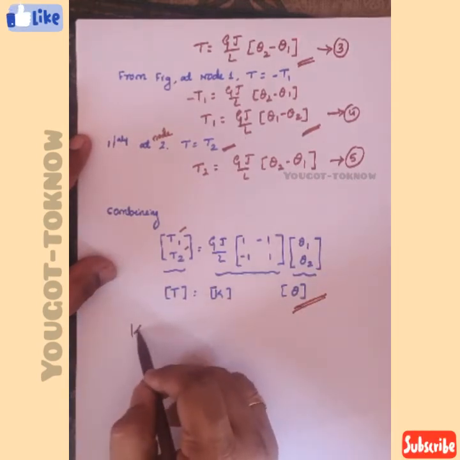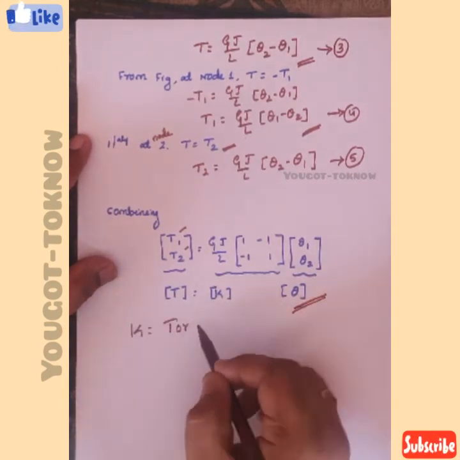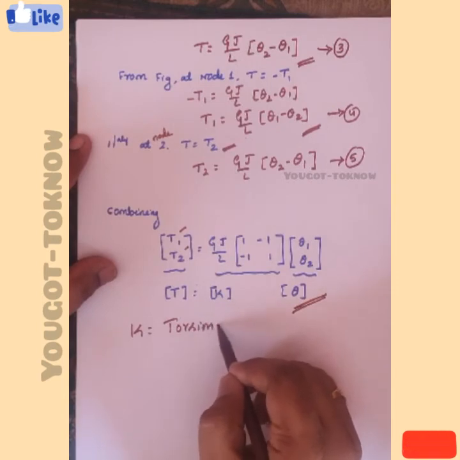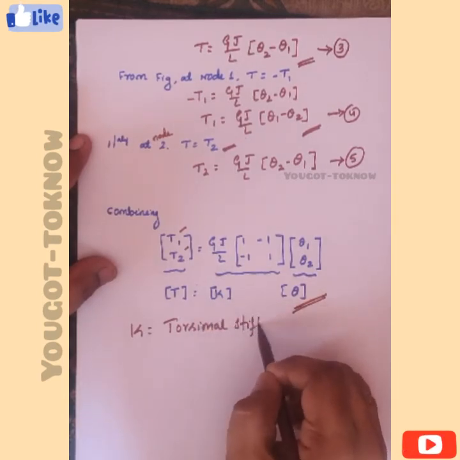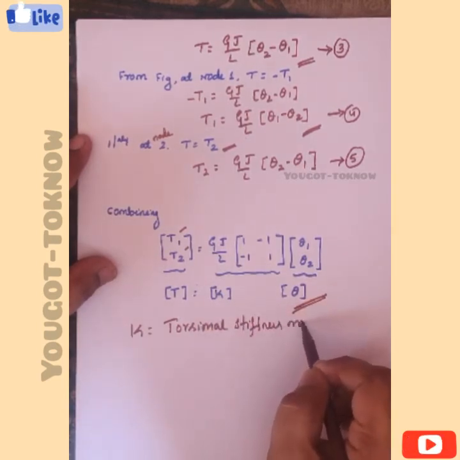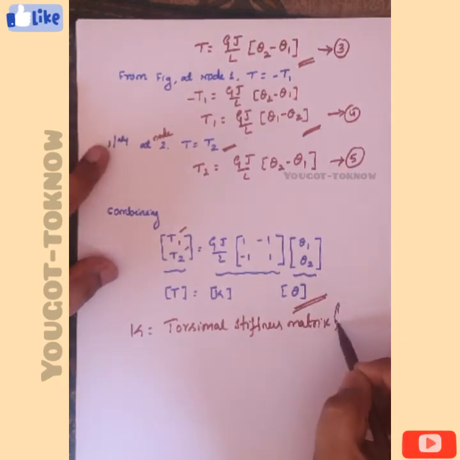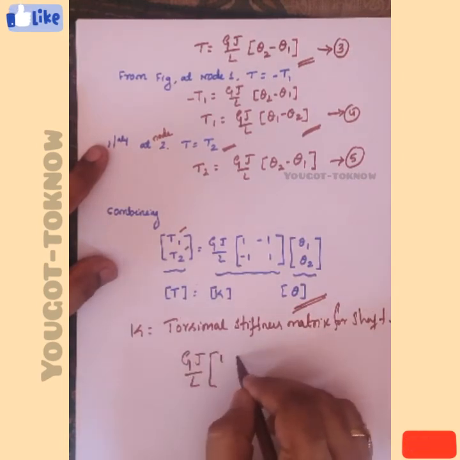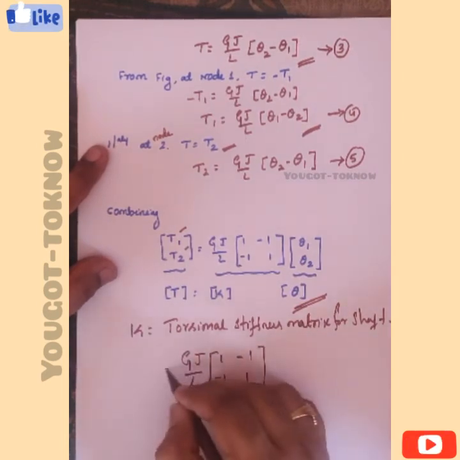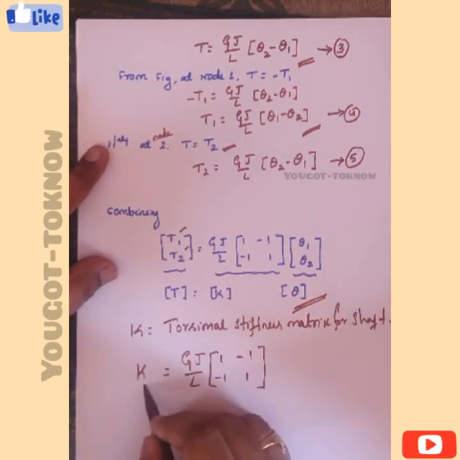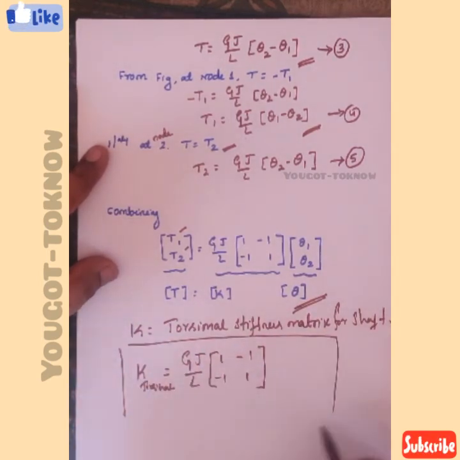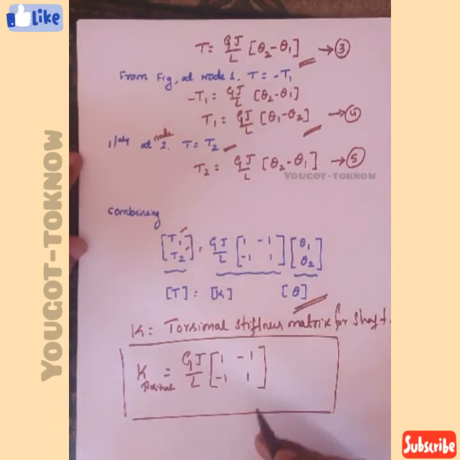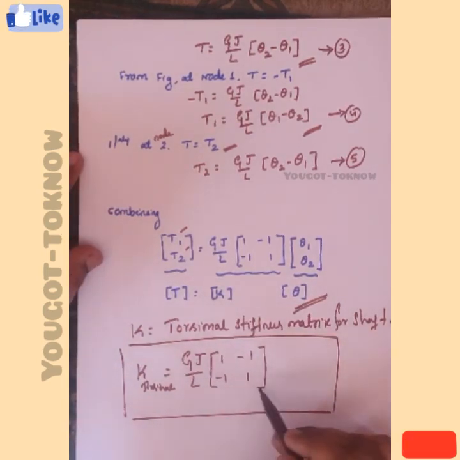Here K is called the torsional stiffness matrix for the shaft. We can write it as GJ by L into 1 minus 1, minus 1 1. This is K torsional. That means the torsional stiffness matrix for the element, K torsional, will be equal to GJ by L into 1 minus 1, minus 1 1.